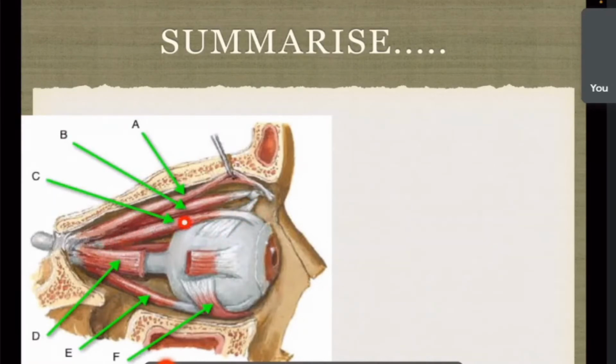Superior. What is D? Medial rectus. It is not medial rectus. It is lateral rectus. Here is the medial.